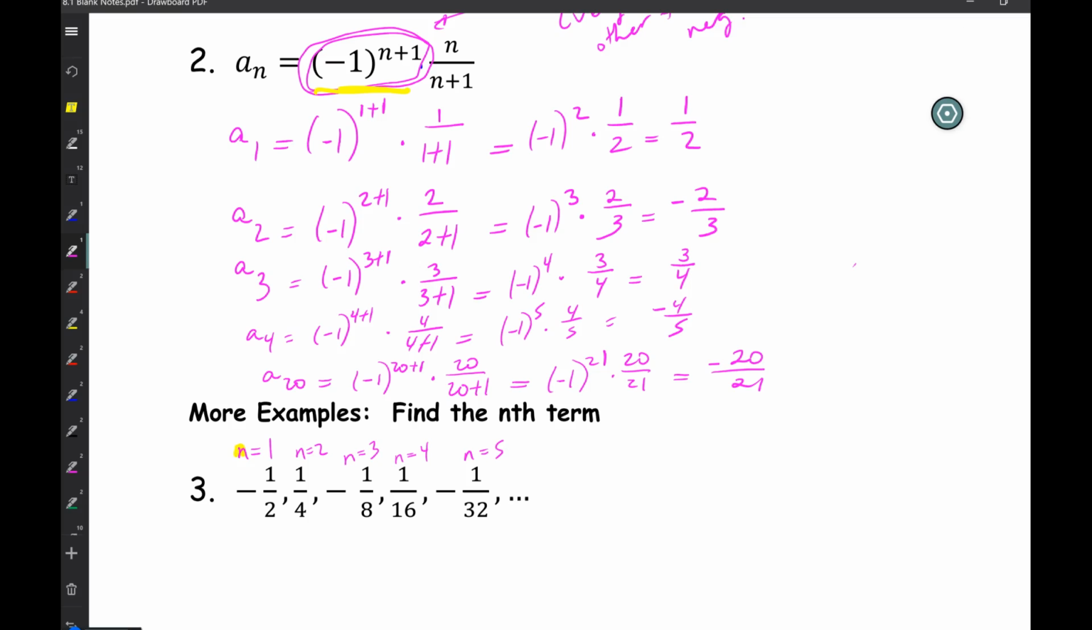Now, disregarding the negatives, just for the time being, do I see any pattern that's occurring with the actual term and the value of n? Can we see anything? Alex? N divided by 2? Well, that would work.